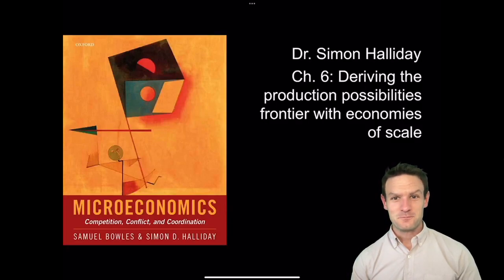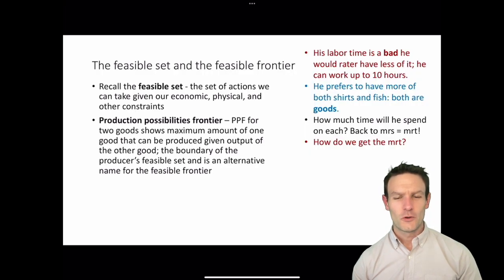Hello everyone. Here we're going to be talking about deriving the production possibilities frontier with economies of scale in production. So, we're going to recall the idea of the feasible set. It's a set of actions we can take given our economic, physical, and other constraints.